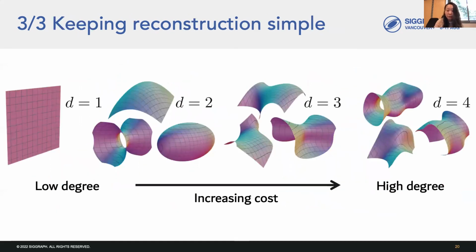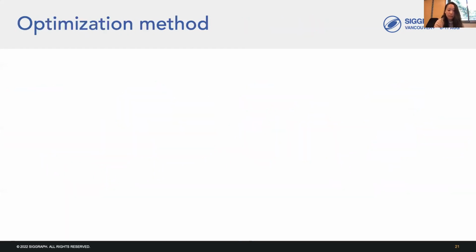Finally, we encourage a surface reconstruction to be as simple as possible. We measure the complexity of a given surface patch by its degree, and measure total complexity by summing contributions from all surface patches. This makes a lower degree polynomial less costly than a higher degree polynomial. Also, it encourages using as few surface patches as possible.